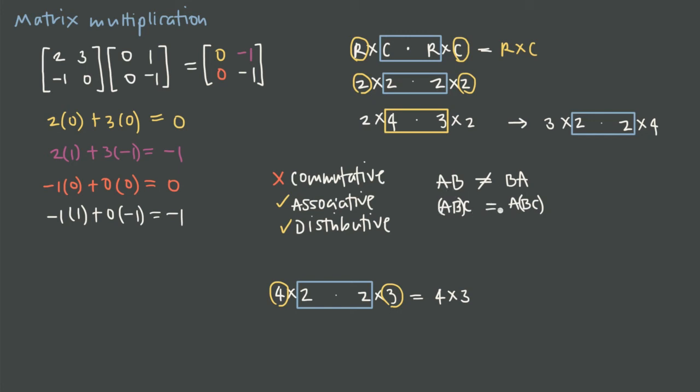The order doesn't change, unlike the commutative property. We're keeping the order the same, so we can associate the matrices in a different way if we want to. That property holds for matrix multiplication. And so does the distributive property.